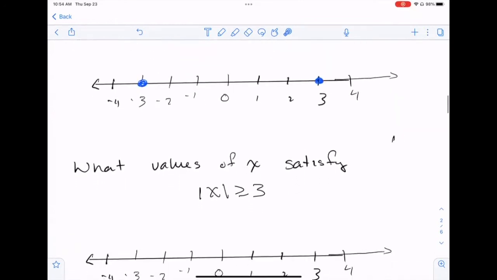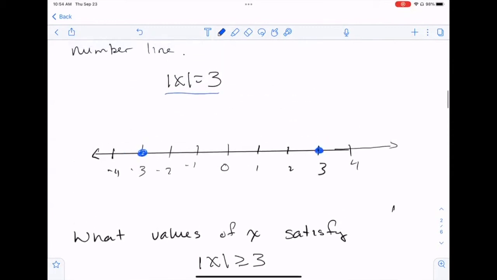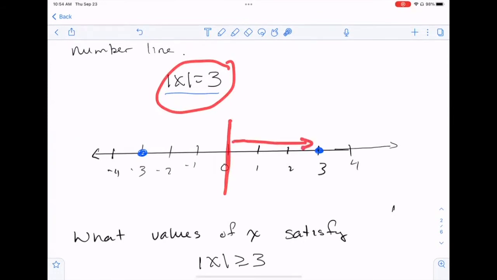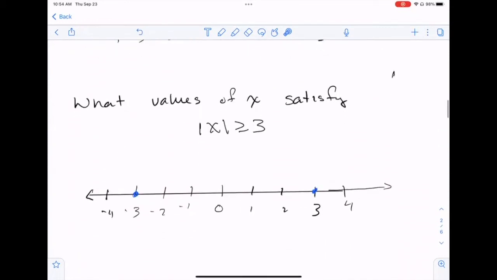Now, what values of x satisfy the absolute value of x being greater than or equal to 3? We still get 3 and -3 being answers. But when we have the absolute value, we can use the origin as a mirror that looks exactly on the left side as it does on the right. If I want my absolute value of x to be greater than or equal to 3, all of those values greater than or equal to 3 are to the right of 3, filling in this way.